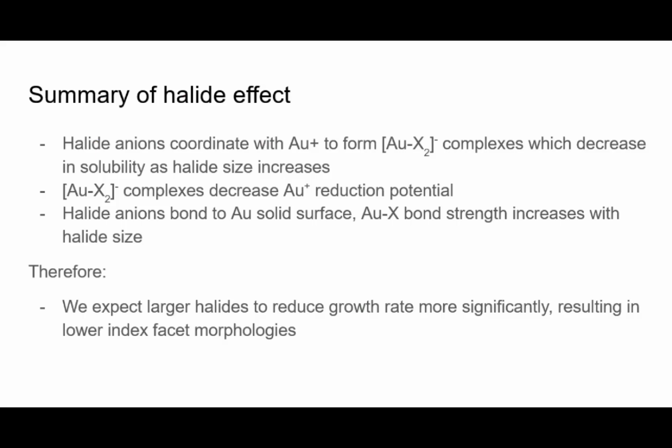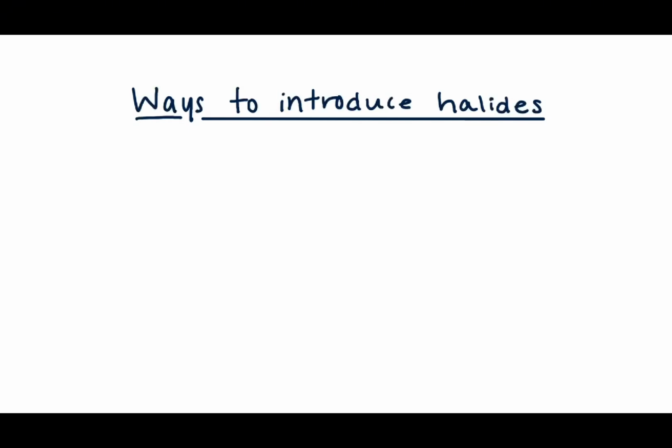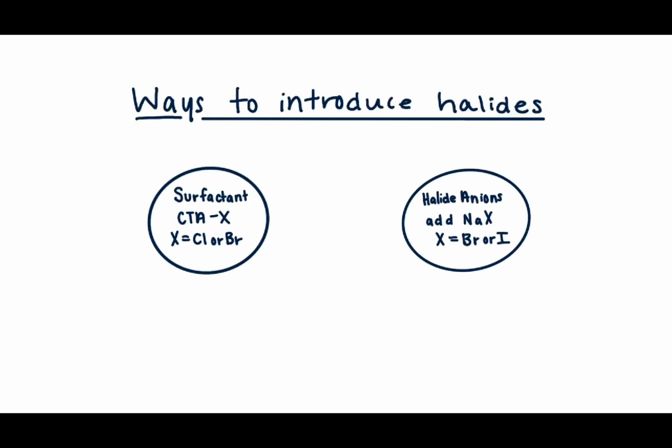Based on these three factors, we expect larger halides to reduce the growth rate of the nanoparticles, resulting in lower index facet morphologies. But how do we test this? There are two main ways to add halides to growth solutions. One is through adding a halide-containing surfactant, and one is through adding halide anions by using a salt.